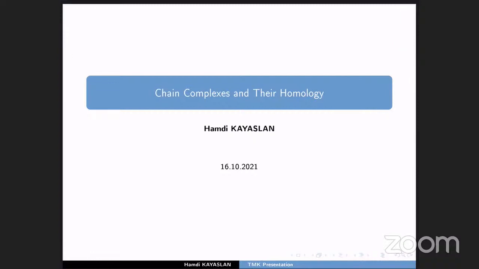Welcome, everyone. I'm Hamdi, as Uğur mentioned, from Izmir Institute of Technology. Today's subject is chain complexes and their homology. So we are going to build a maybe new concept for some of you, the chain complexes, but from the very basic ingredients of algebra. And we'll try to demonstrate one of the uses of it, homology.